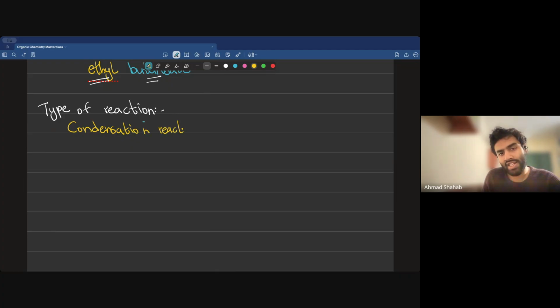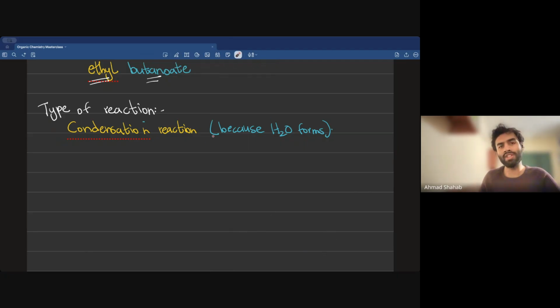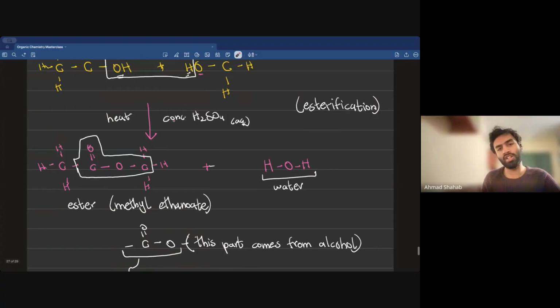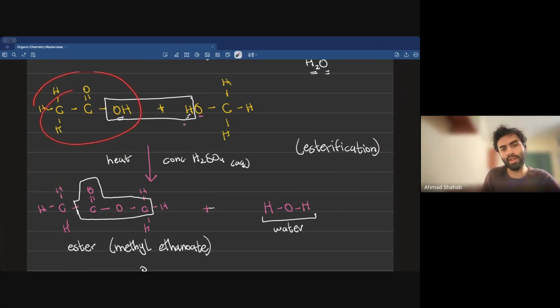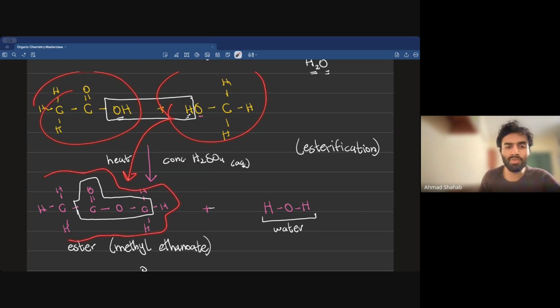A condensation reaction is referred to as such because water forms, right? All right, so what do we mean by a condensation reaction? In a condensation reaction, you always have two molecules joining to form a larger molecule. For example, we have this molecule and this molecule. They join to form an ester, which is essentially a longer chain, a larger molecule than each of these, right? But as a result, we have a smaller molecule also produced.